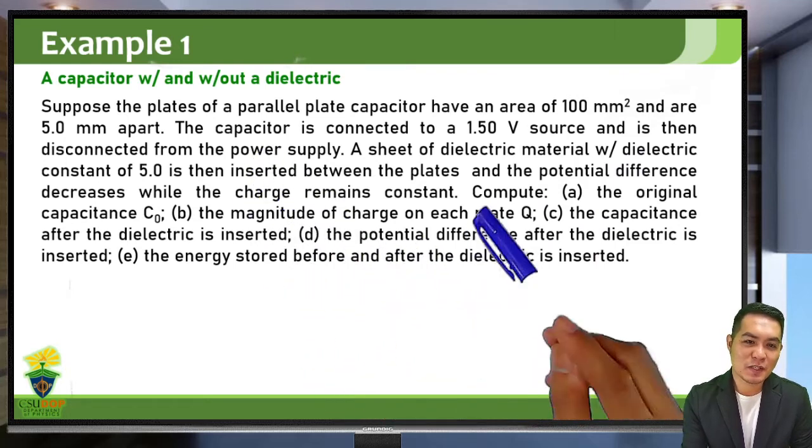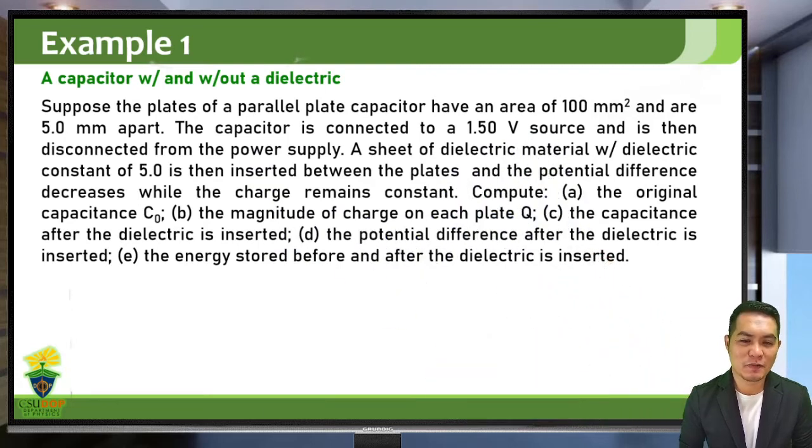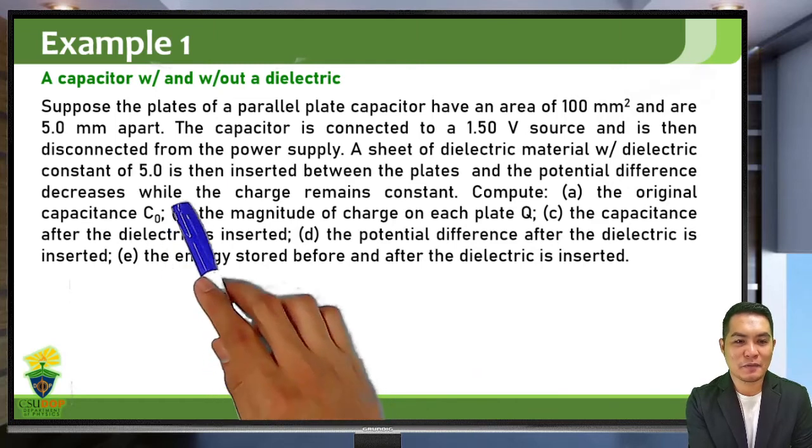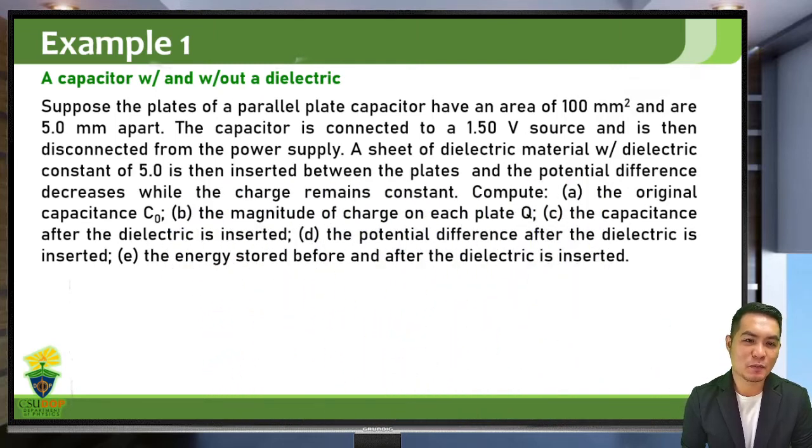The capacitor is connected to the 1.5 volt source and is then disconnected from the power supply. A sheet of dielectric material with dielectric constant of 5 is then inserted between the plates, and the potential difference decreases while the charge remains constant. By the way, when you insert a dielectric, even though the capacitance and the potential difference will change, the charge stored within the plates of the capacitor remains the same.